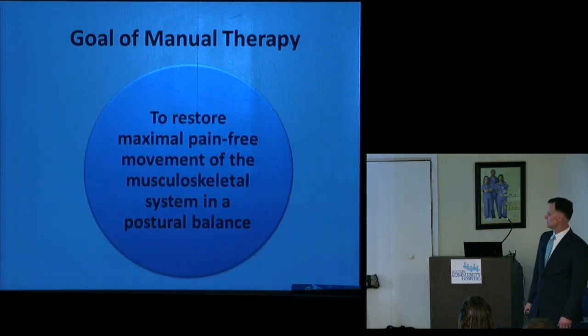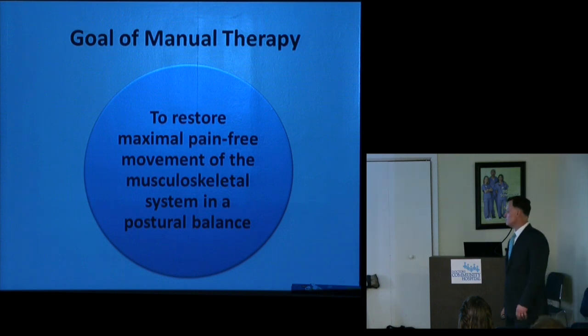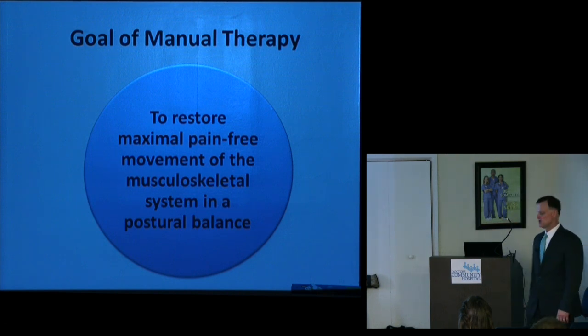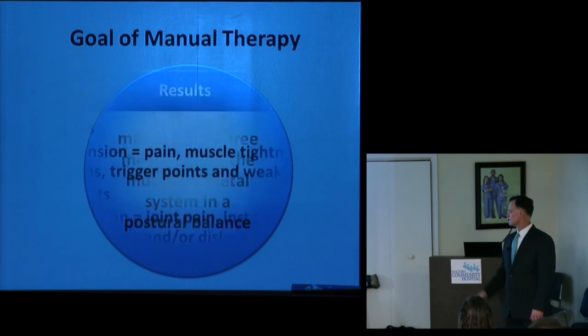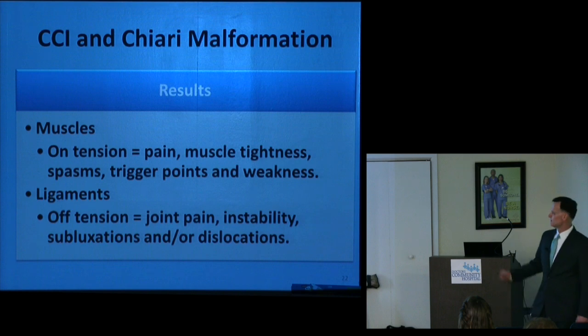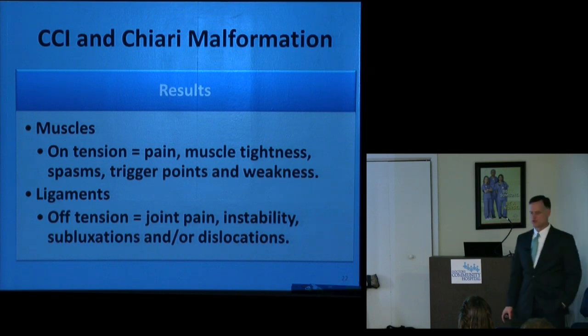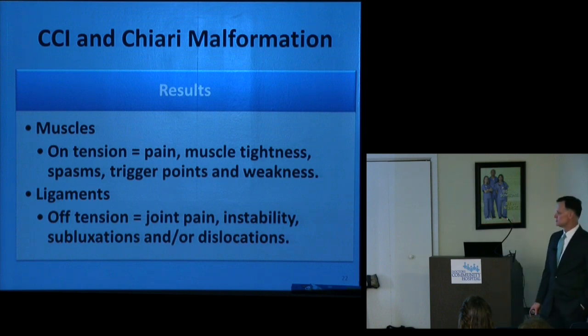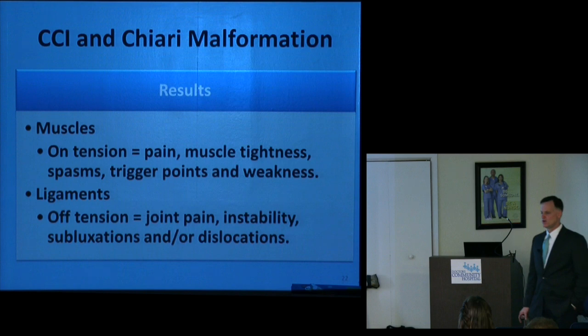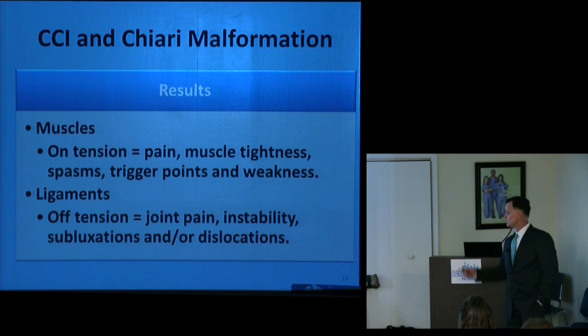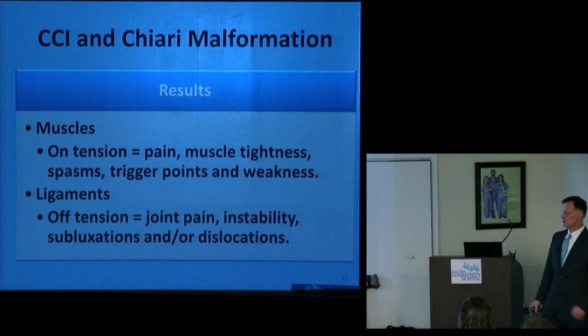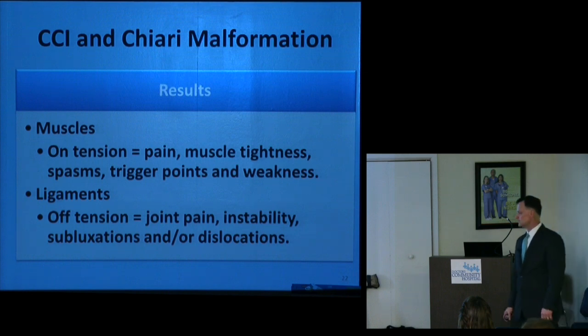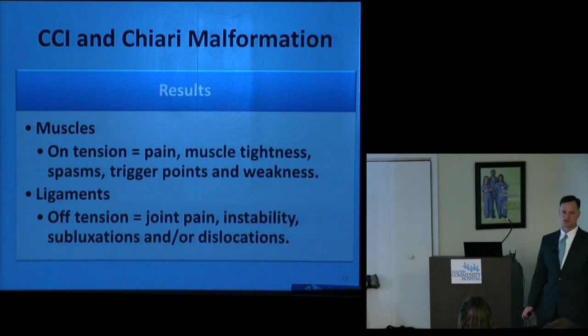The goal of manual therapy is to restore maximal pain-free movement of the musculoskeletal system and postural balance. What does that mean? Well, our patients that have craniocervical instability and Chiari malformations, their muscles are on tension. When the muscles are on tension, they're going to cause pain, muscle tightness, spasms, trigger points, and weakness. When a muscle stays on a prolonged contraction, it will fail and it will become weak. Ligaments, on the other hand, will be off tension, allowing the joint to slide, which will cause joint pain, instability, subluxations, and/or dislocations.